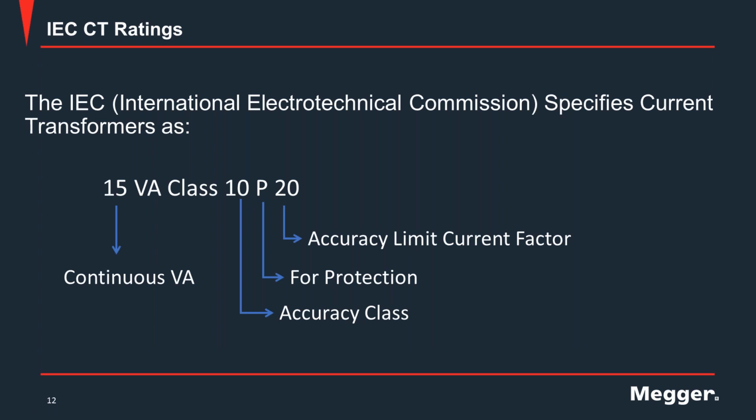Now, it's different when we talk of the IEC CTs. On the IEC CT nameplate, you will see a label something like this. The first number, 15 VA, is the burden, the continuous VA that the CT can handle. On the second part, we have class 10, which is the accuracy class of the CT. This P here is the protection class, an indication that it is a protection class. And this 20 here is the accuracy limiting factor.